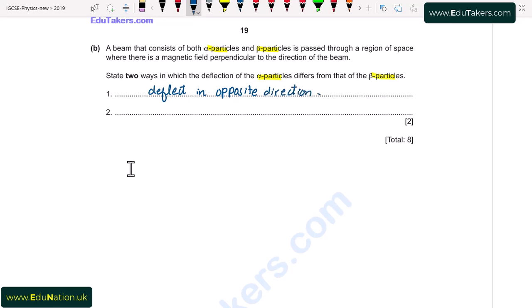And the alpha particles are very massive as compared to beta particles, and the alpha particles have very small deflection as compared to beta particles. So I write here much smaller deflection. So these are the two ways in which we can differentiate the alpha particle deflection from the beta particle.